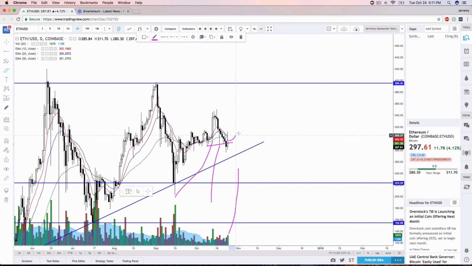Looks good on the weekly. We probably chop bullish from here slowly but surely. I still think we grind a little bit higher on Ethereum overall.